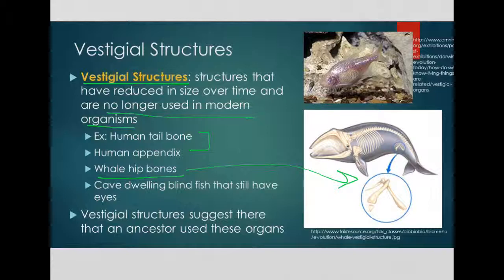It's highly reduced. And another one is this cave-dwelling fish that is blind, and yet it still has eyes. It doesn't use them. None of the fish can see, and yet it still has eyes. Why would it have those eyes if it doesn't see at all and none of the current organisms do? It's because they evolved from a common ancestor which did have eyes. And so again, vestigial structures suggest that some sort of ancestor used these organs.